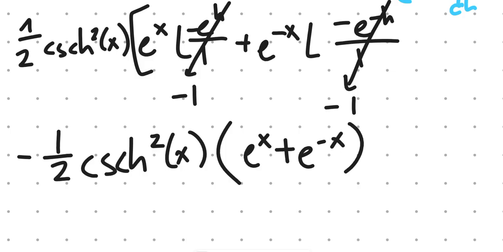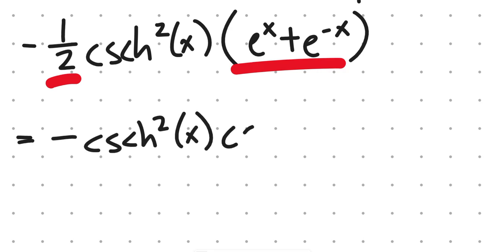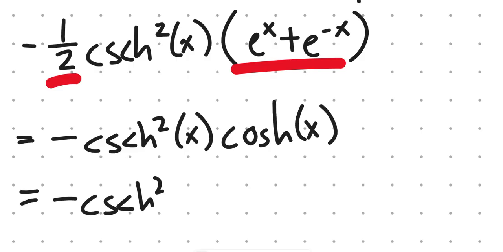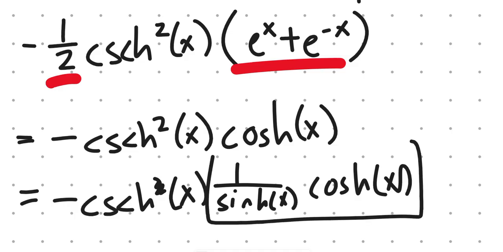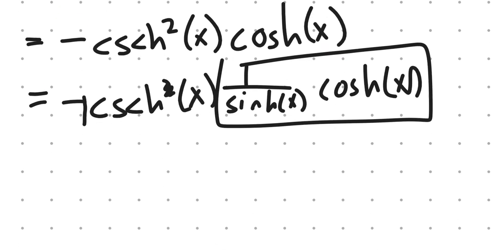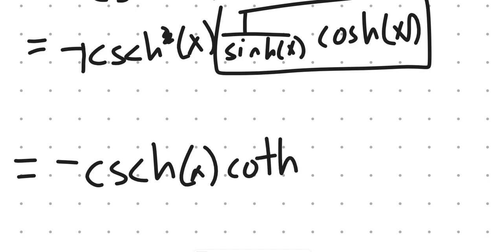And since e to the x plus e to the negative x times 1/2 is equal to the cosine hyperbolic of x, we can write it as negative cosecant hyperbolic squared of x times cosine hyperbolic of x. And since cosecant hyperbolic of x is 1 over sine hyperbolic of x, we can state that this is equal to cotangent hyperbolic of x, which means that we have proven the formula: negative cosecant hyperbolic of x times cotangent hyperbolic of x.